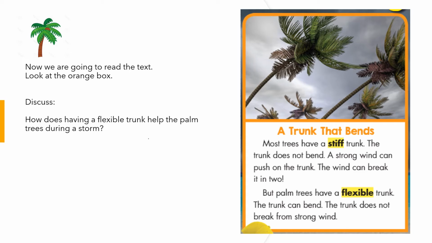Stiff means that it is hard to bend. When you bend something stiff, it will break. Flexible means that it can bend. When you bend something flexible, it does not break. Look at the picture. The palm tree trunks sway, or move, with the wind because they are flexible.